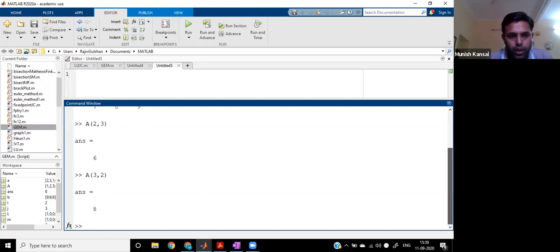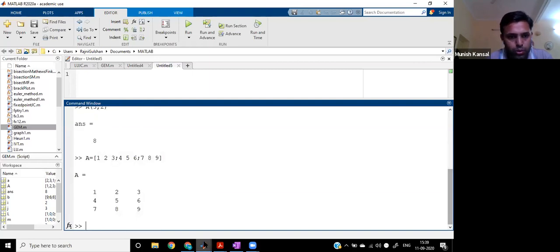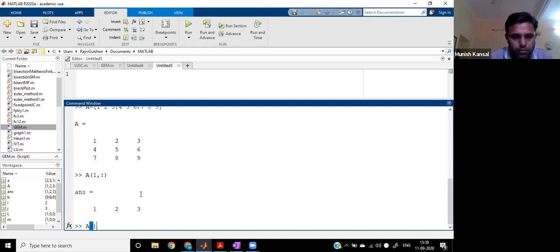Now, let us suppose, again, let me type this matrix for you so you can see clearly, right? Let me just display the first row of this matrix. I want to display 1, 2, 3 only, right? So what is the command? A. These commands will be helpful in the coding. 1, colon, right? So this will display first row, 1, 2, 3. Similarly, 2, colon, this will give you the second row. Similarly, 3, colon, this will give you the third row.